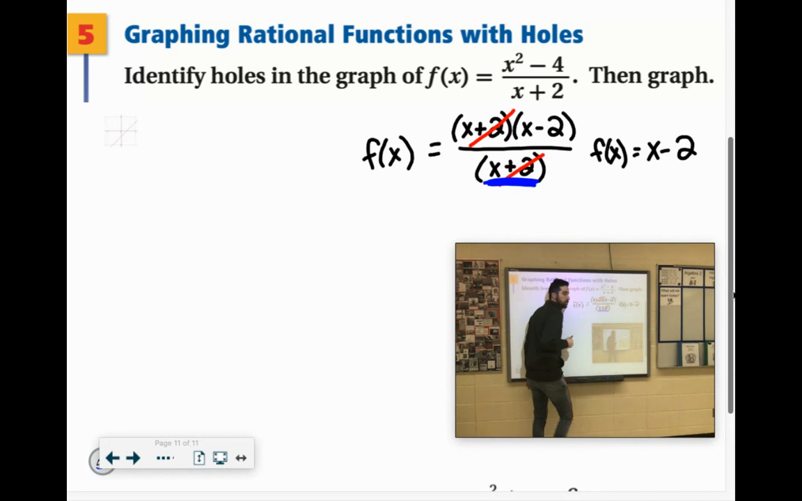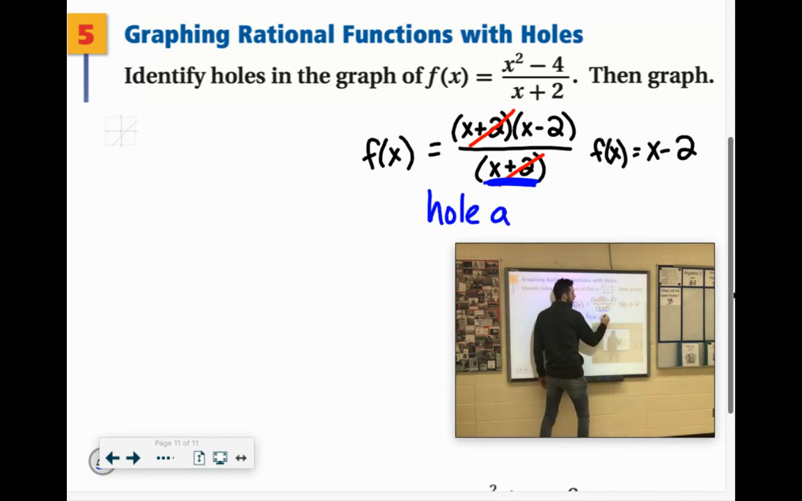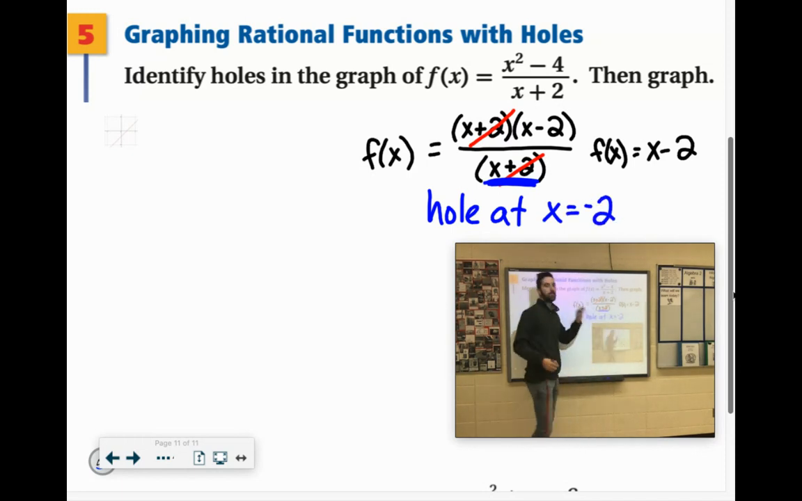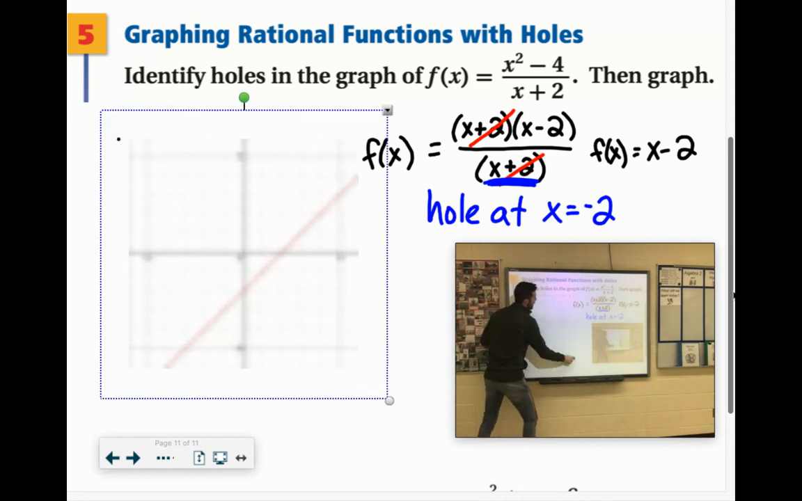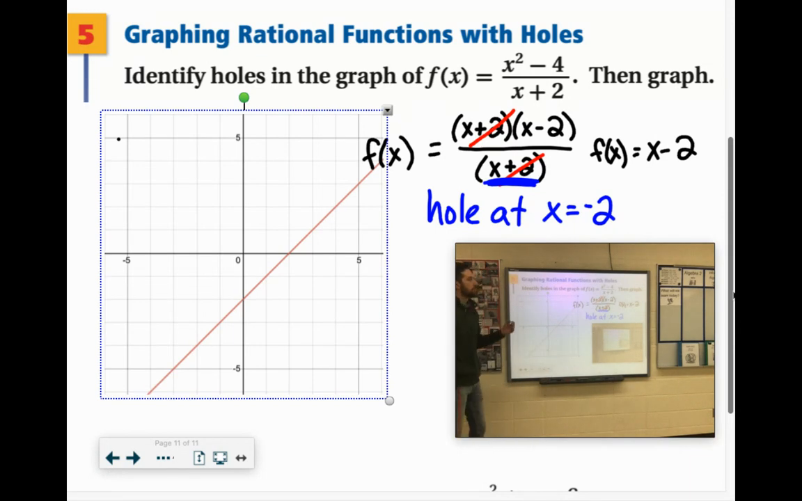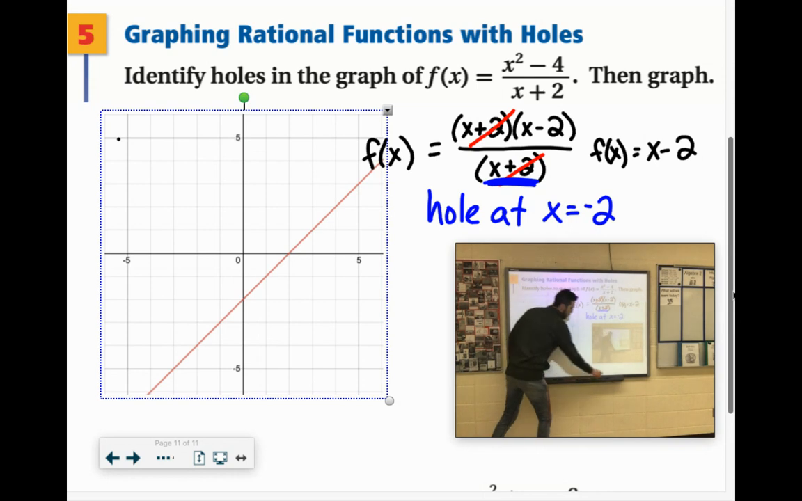If it says x plus 2, there's going to be a hole at x equals negative 2. So even though it was canceled out in the final product, there's going to be a hole there. So here's the graph for f of x. Well, here's not the graph. There it is. There's the graph for f of x equals x minus 2, or y equals x minus 2.